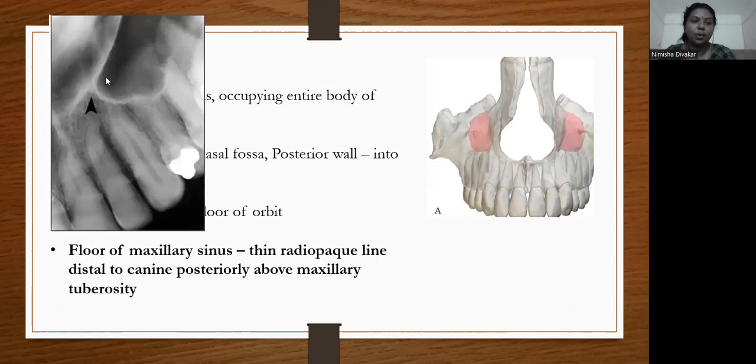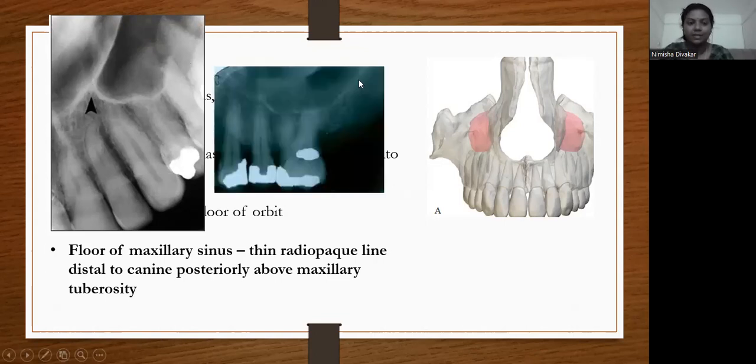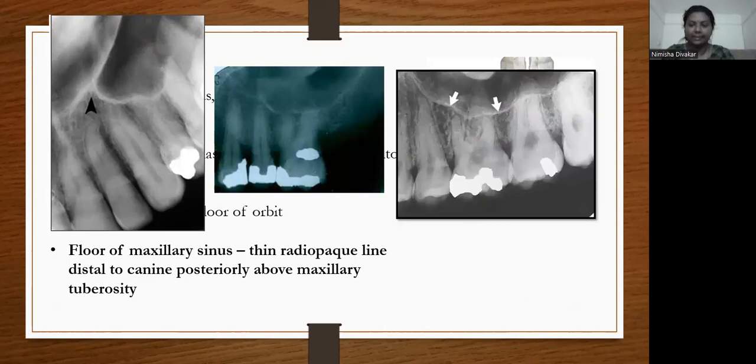See, first we discussed this is the starting of the maxillary sinus at the inverted Y line, and it extends till the maxillary tuberosity. These two radiographs show the starting and end terminal of the maxillary sinus. This is the floor of the maxillary sinus, which appears as a thin radiopaque wavy line.